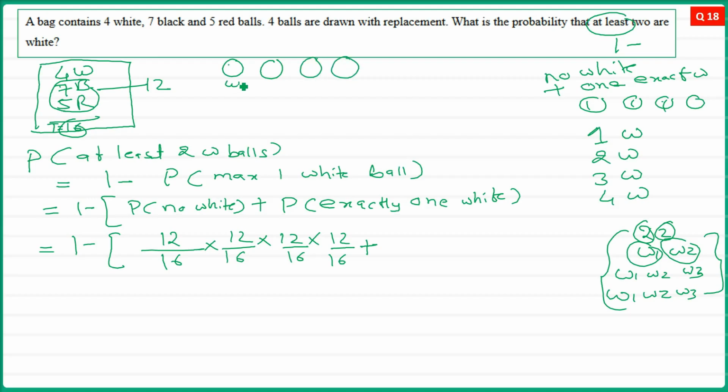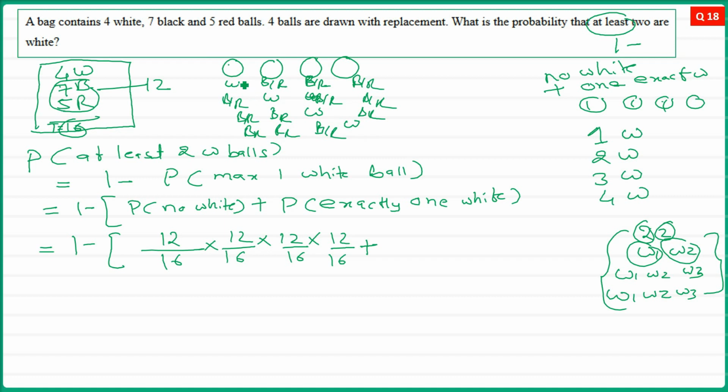So the first can be white, the second can be white, the third can be white, or the fourth can be white. But all the 3 others can be a black ball or a red ball. So B oblique R represents either a black ball or a red ball, which counts to 12 balls. White ball counts to 4 balls. Total ball counts to 16 balls. So these are the 4 possibilities here.